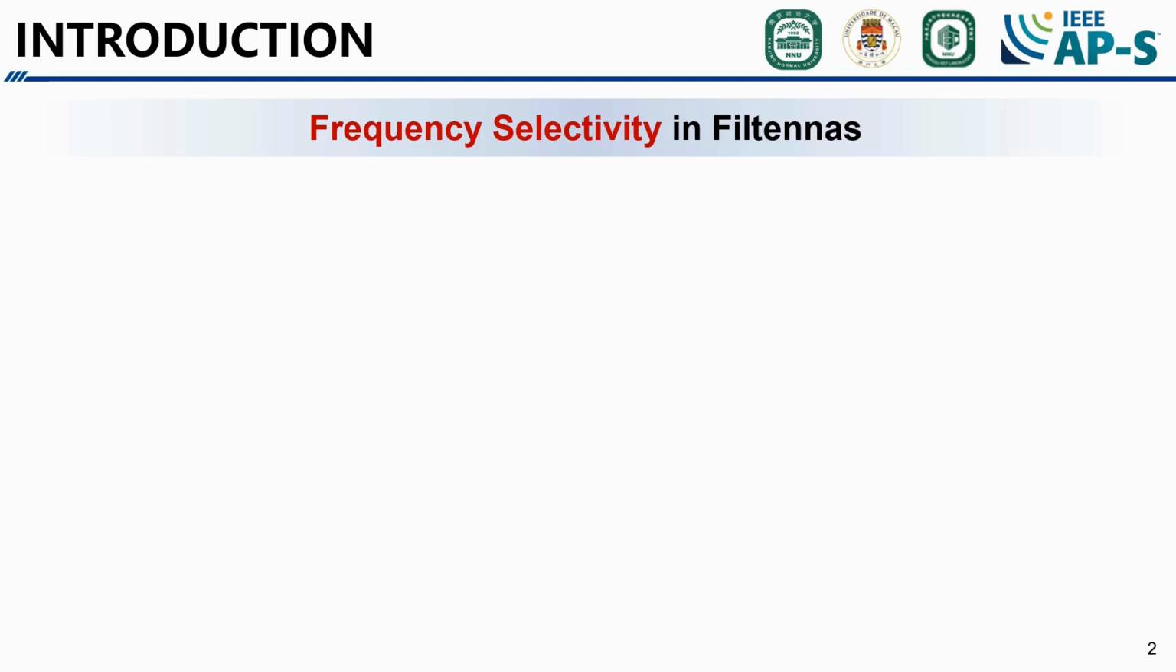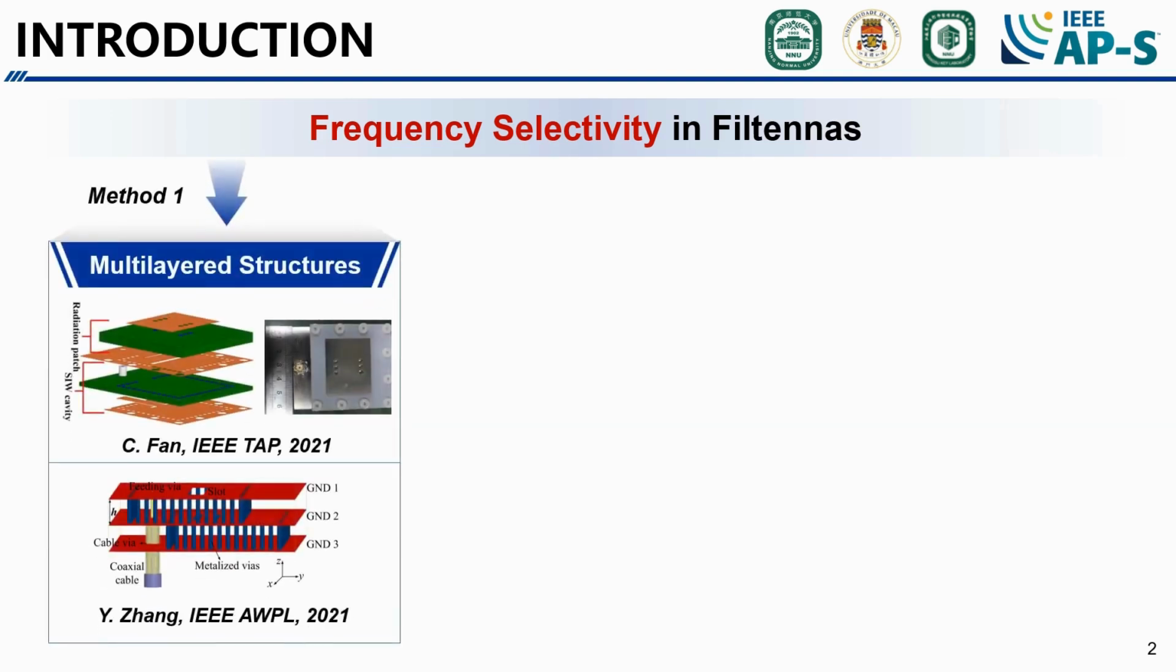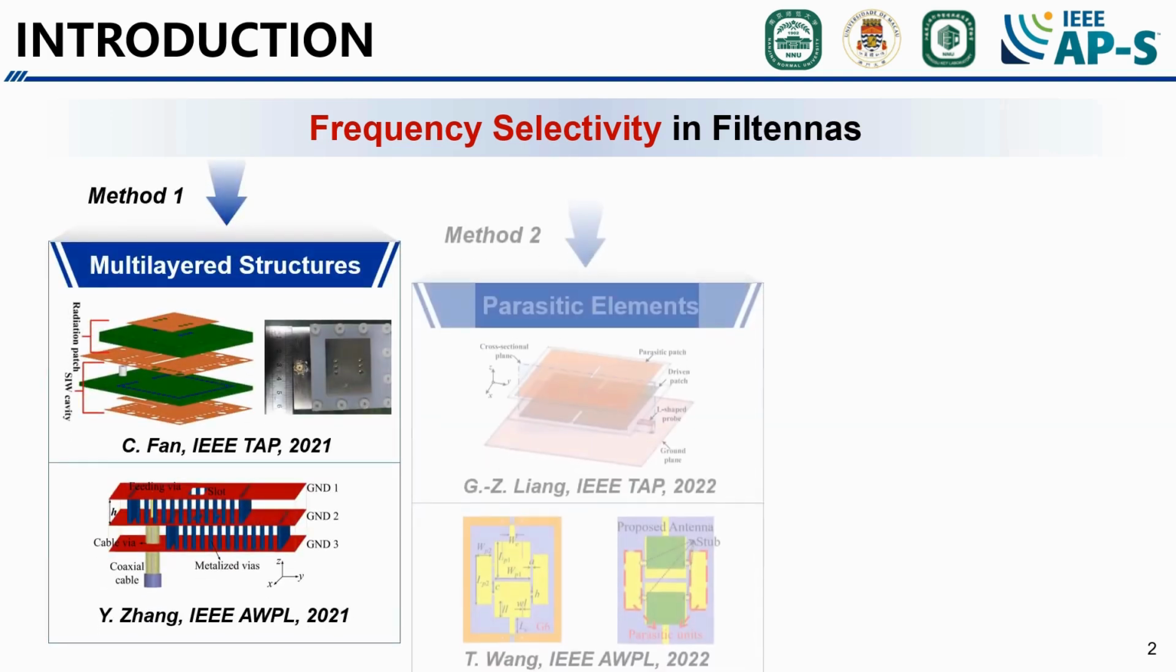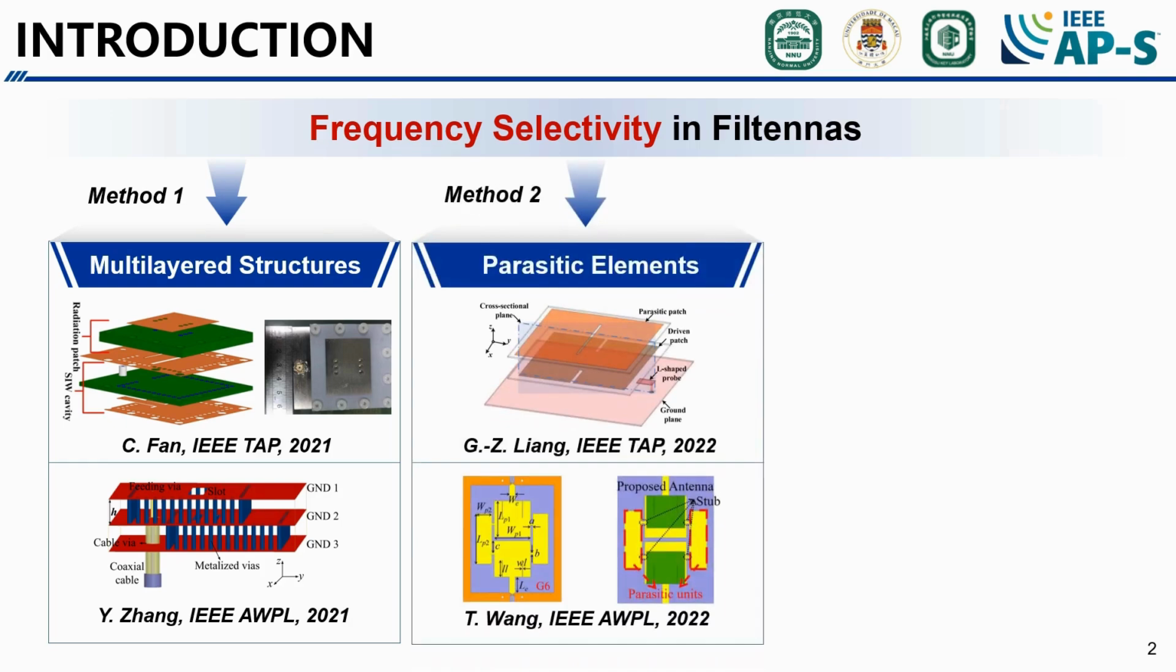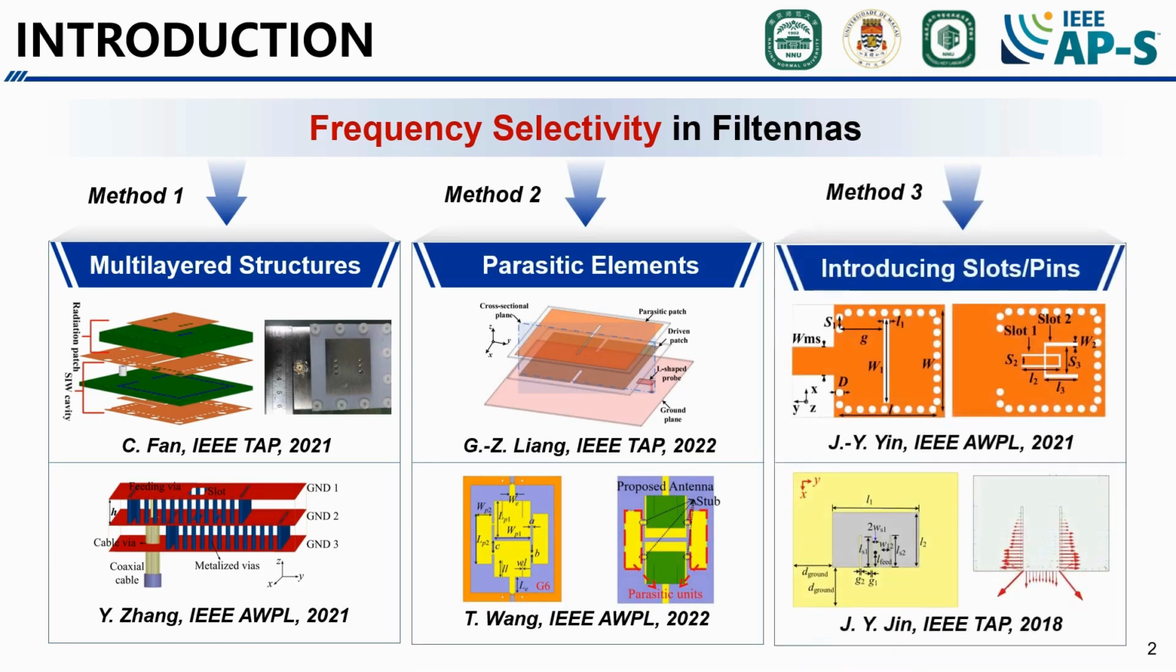There are 3 typical methods to construct radiation nulls. First, using multi-layered structures. Second, coupling parasitic elements. Third, introducing slots or pins. However, these methods often face challenges such as large size, high profile, and complexity.